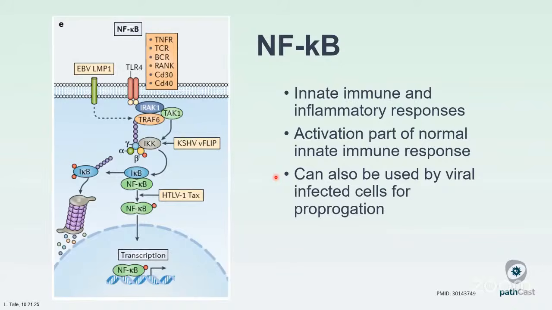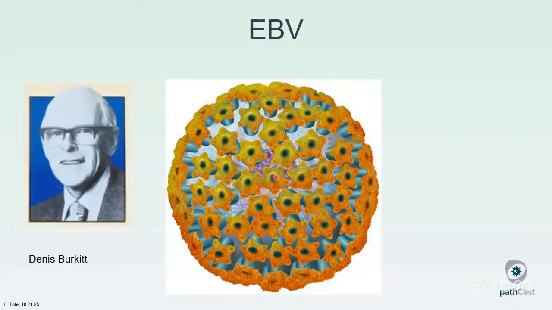And finally, the NF-kappa beta pathway. This is important for innate immune and inflammatory responses, and the activation part of the normal innate immune response. It can also be used by the viral infected cells for propagation and continuing to survive within the host body.